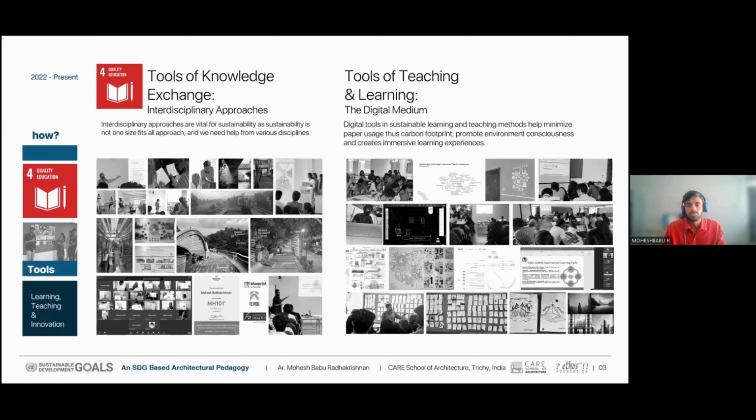As we know, the consumption of paper is such a romanticized aspect, especially in architectural education. That's where digital tools step in. Wastage of paper and carbon footprint are increasing day by day and more than ever. Digital tools in sustainable living and teaching methods help minimize paper usage, thereby promoting environmental consciousness and creating an immersive learning experience. A quick example would be taking an iPad or a computer and annotating the students' work over it rather than printing and evaluating their progress.